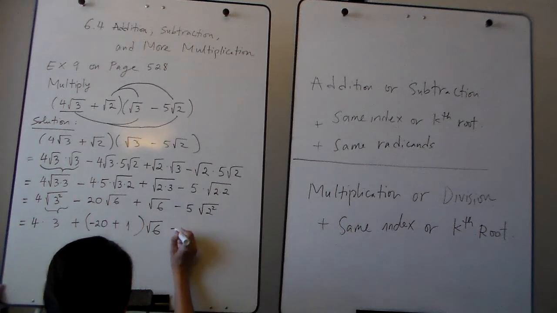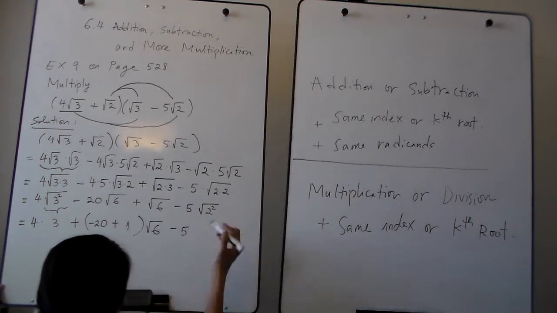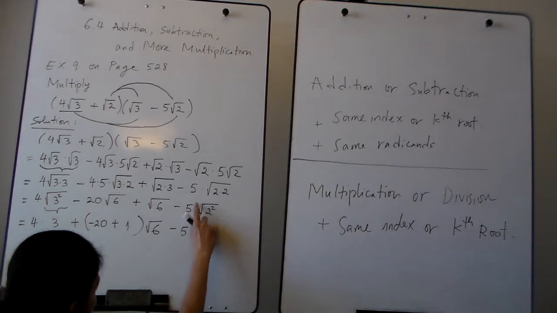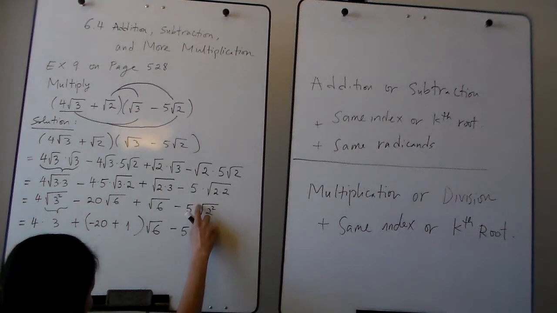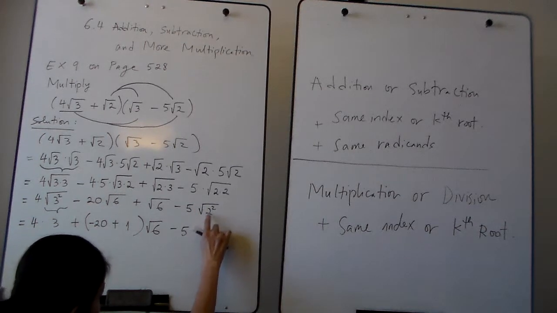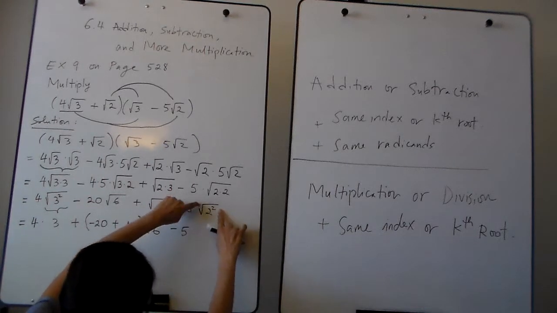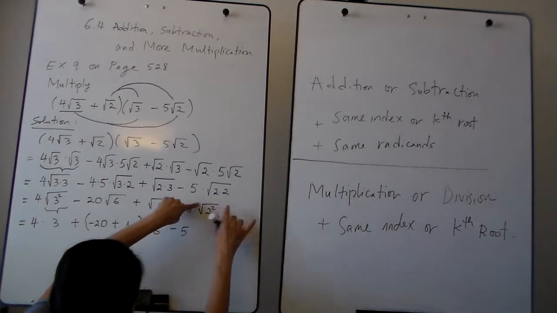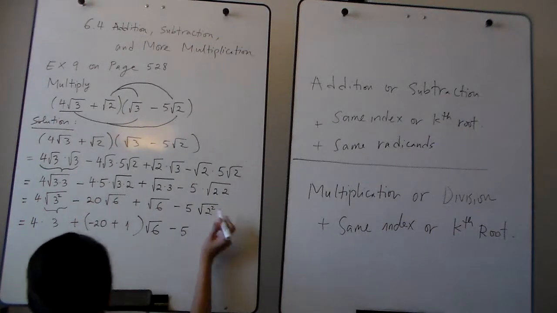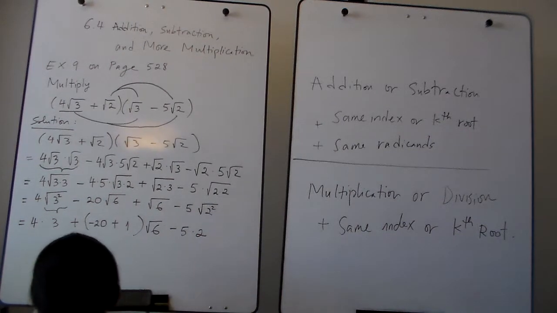And then for this, negative 5. And again, this is square root, right? That means the index is 2. And this factor is 2 squared. It has the exponent 2. And index is 2. So both match, right? 2, 2. That means you can factor this 2 outside the square root.